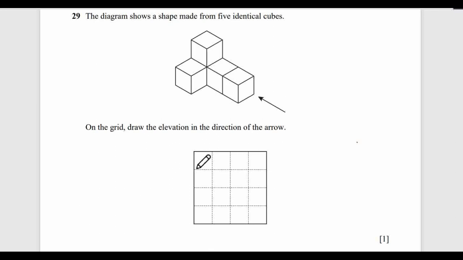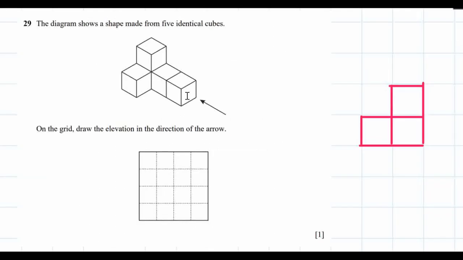So let's check out the answer, guys. From the front elevation, this one will be seen, and then this one will be seen, this one also, and this one also. So we draw 3 boxes here. So 1, 2, 3. Yeah, that will be our answer for this question.